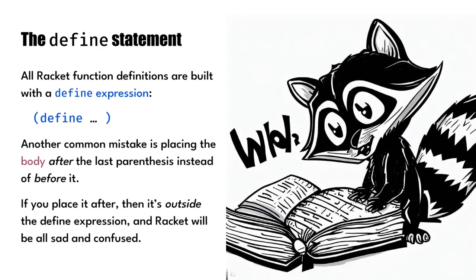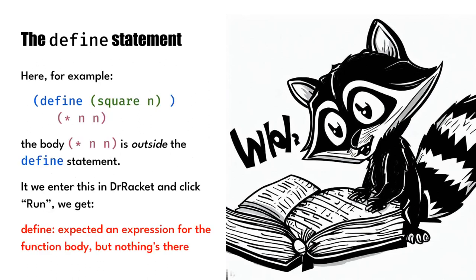Another common mistake is placing the body after the close parenthesis in the define statement instead of before it. If you place it after, then it's outside the define expression, and Racket will be all sad and confused. In this example, the body, open paren, multiply n, n, close paren, is outside the define statement. If we enter this in Racket and click run, we get the error: define, expected an expression for the function body, but nothing's there.